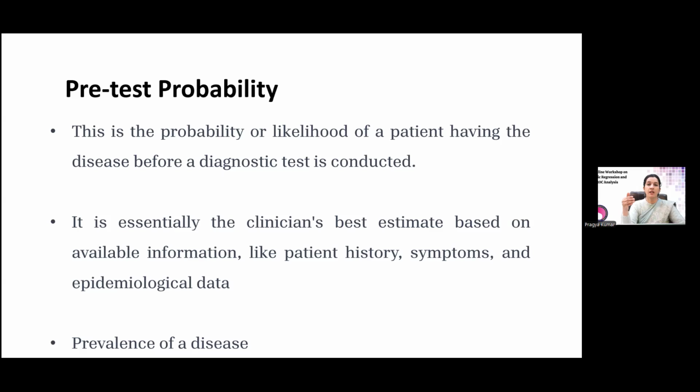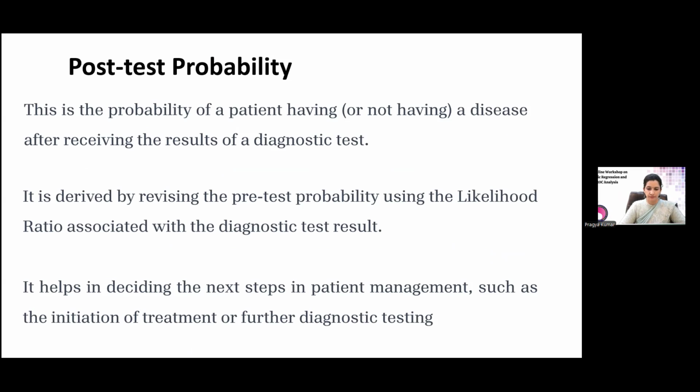We will see in Fagan's nomogram during the later part of the presentation that they take prevalence as the pre-test probability, like anemia. If the prevalence of anemia here in Bihar is 60% or 70%, and a person comes to me, even if I have not ordered the hemoglobin, if a pregnant lady comes to me and there are some clinical signs which I am seeing, I can say that the pre-test probability will be 0.7. What is a post-test probability?